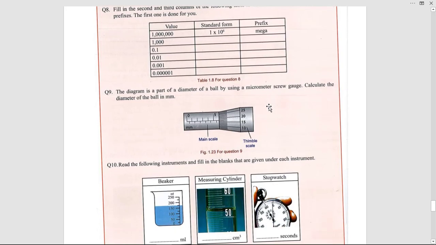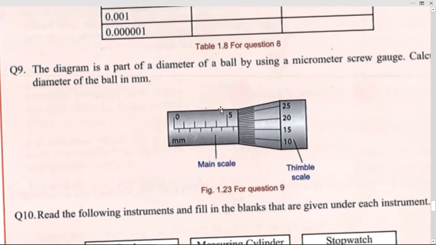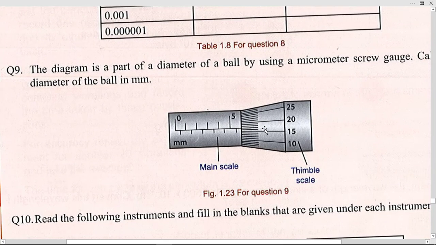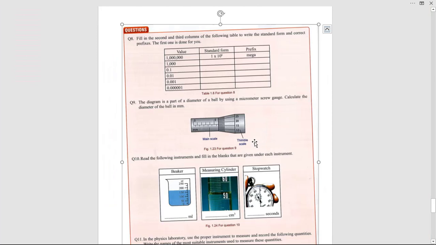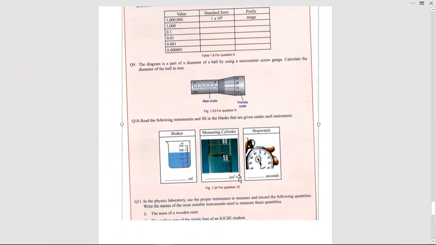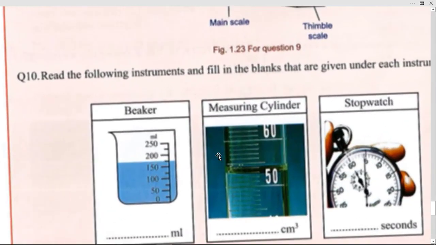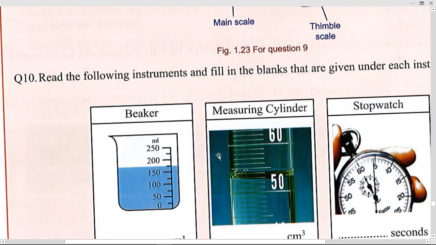For example, this question, you can pause the screen here. I'm going to enlarge it for you. For example, this one, you can take the reading from this scale and this scale also, and after that you have these measuring cylinders here. You can take the reading from here. I can make it enlarged so you can take the reading more easily.